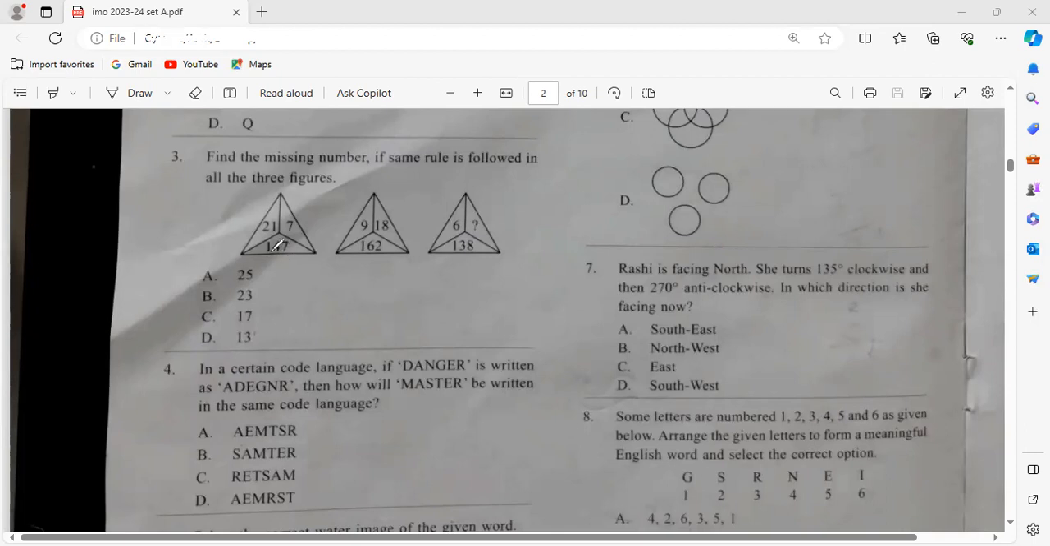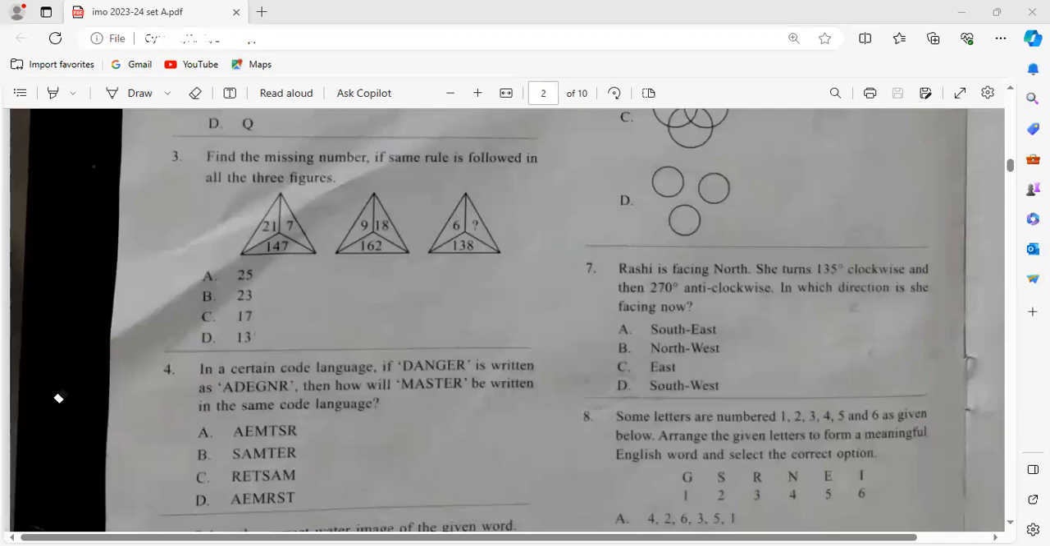So if you see this, it's actually 21 into 7 is 147, 9 into 18 is 162. So 6 into what will give me 138? Now the trick here is, 6 times what will give you an 8? 6 times 3 will give me an 8. So you have the options here of 23 and 13. 13 times 6 is 78, so it is not 13. So my answer will be option B, which is 23.